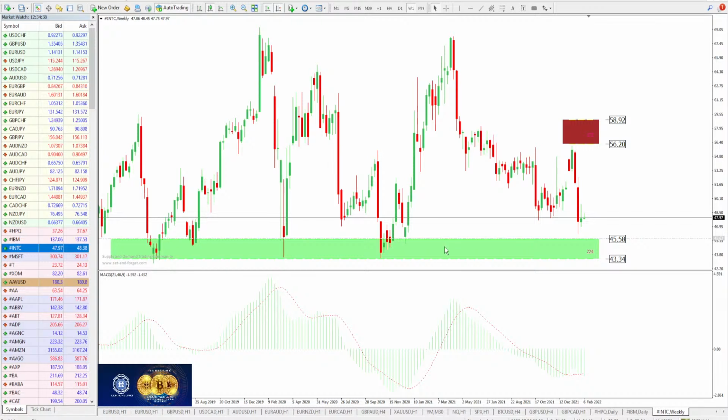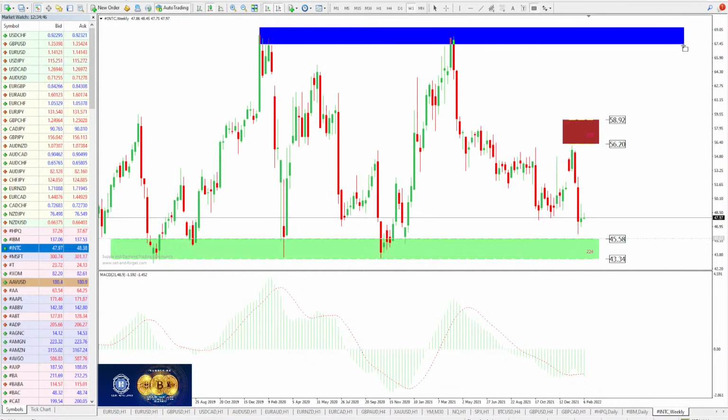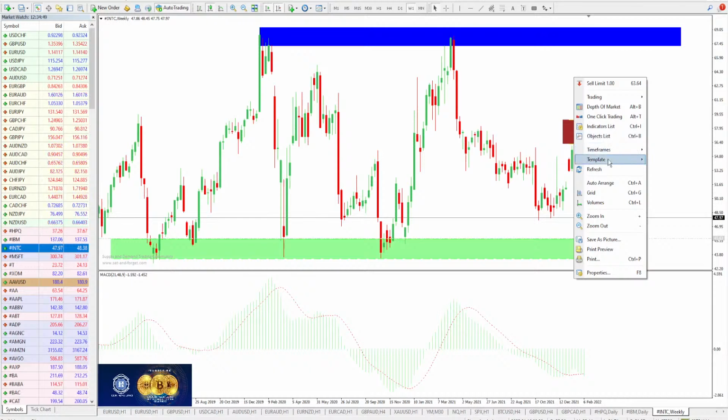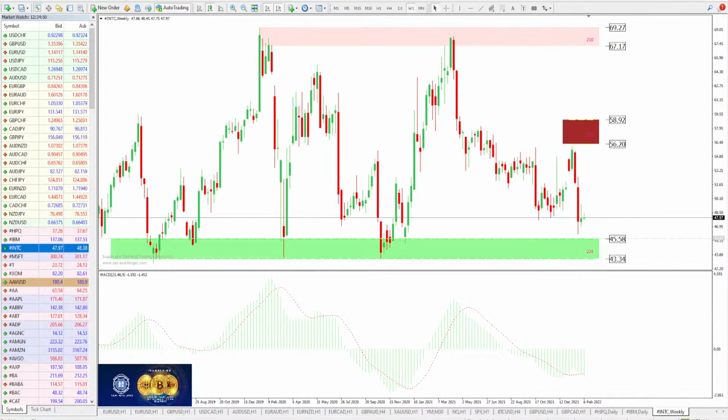See guys, so how many times is support? 1, 2, 3, 4, like almost 5 times. So this is good. Okay, right there from here. Target could be like 56 to 58.